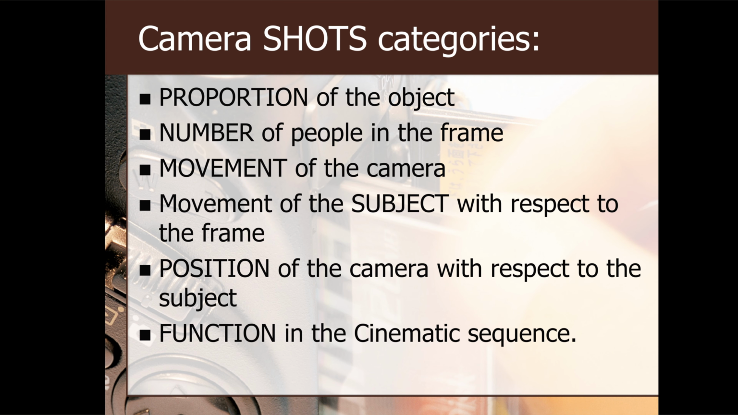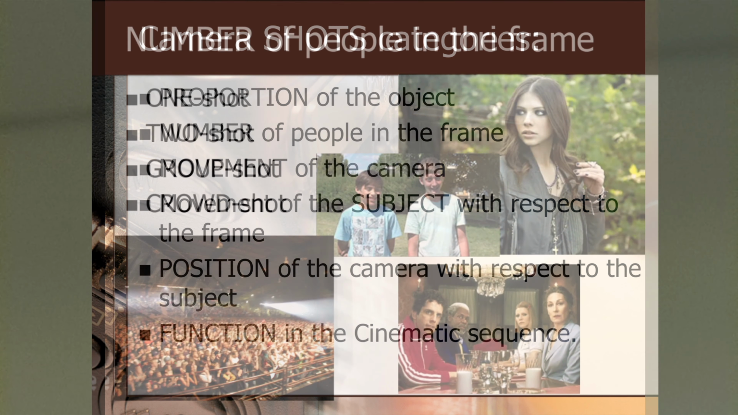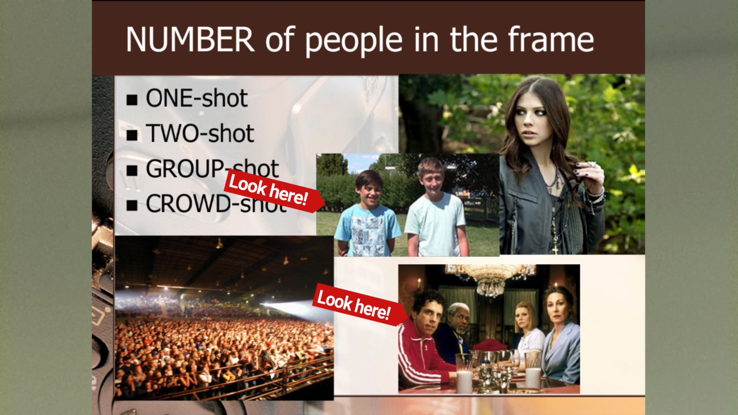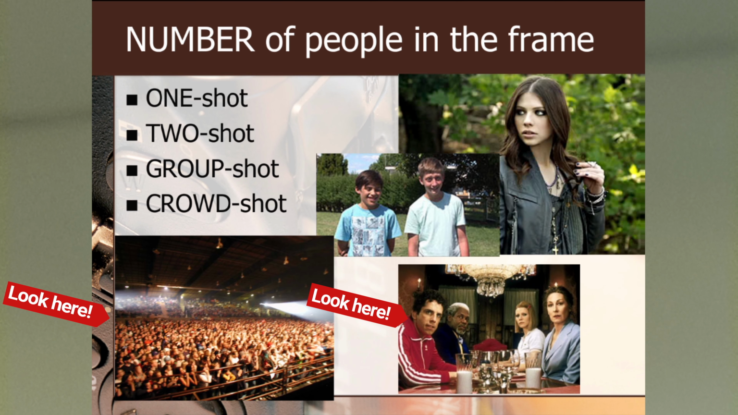Next category of camera shots, number of people in the frame. One shot is also single shot or only one person in the frame. We have two shot, group shot that includes 3 or a few more people. Larger than that is already a crowd that requires a long shot or extreme wide shot.